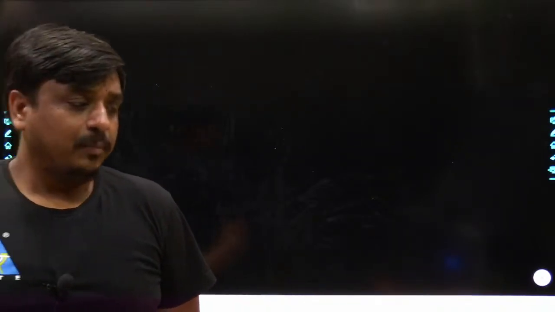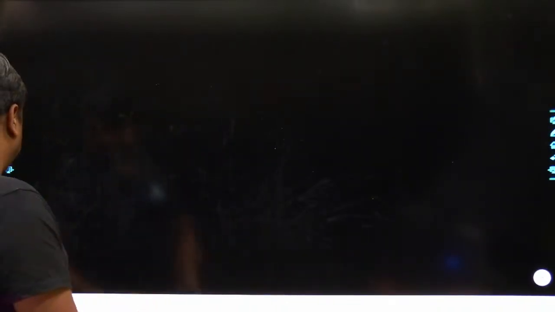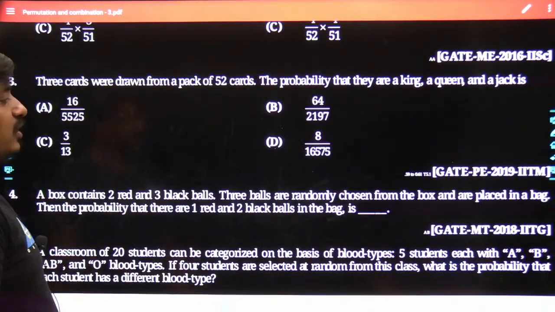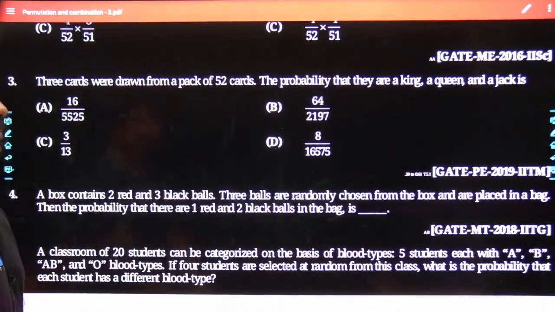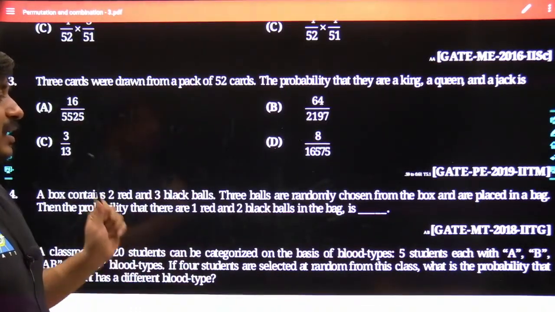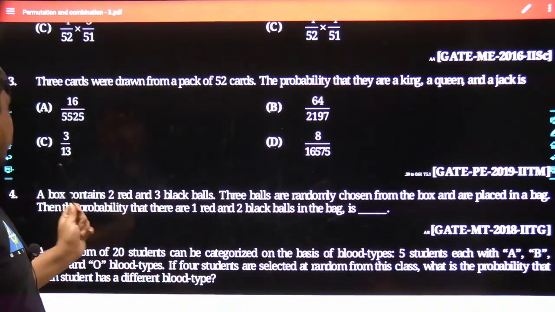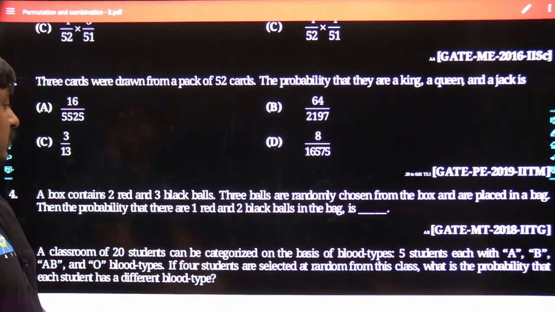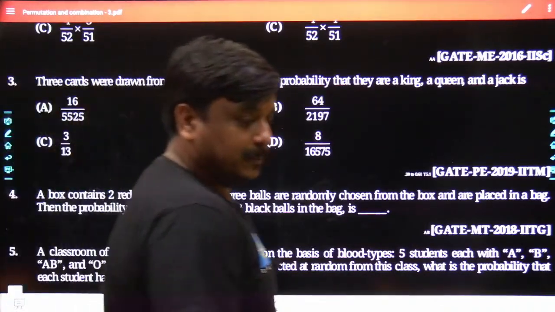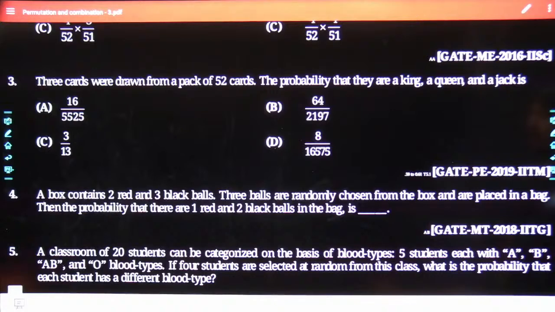In the same sequence, now it's the right time to go ahead with the next question. This question came in the PE year of 2019. The problem was framed by IIT Madras. Read the problem carefully and try to get the best answer. What this problem states: a box contains 2 red and 3 black balls. 3 balls are randomly chosen from the box and placed in a bag. Then the probability that there are 1 red and 2 black balls in the bag is. This problem should not take more than 60 to 70 seconds. So definitely I would wait for the next 60 to 70 seconds for watching your answer over the live chat.